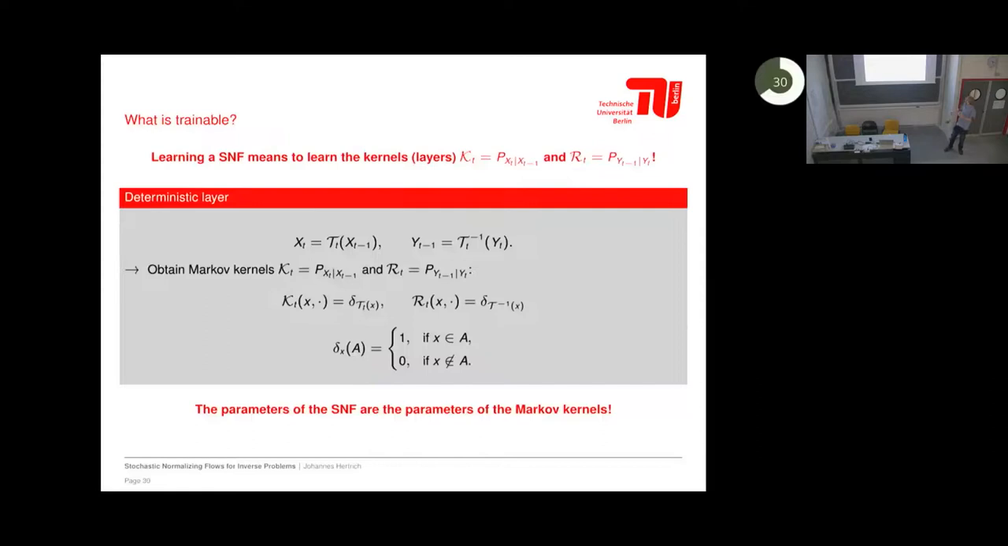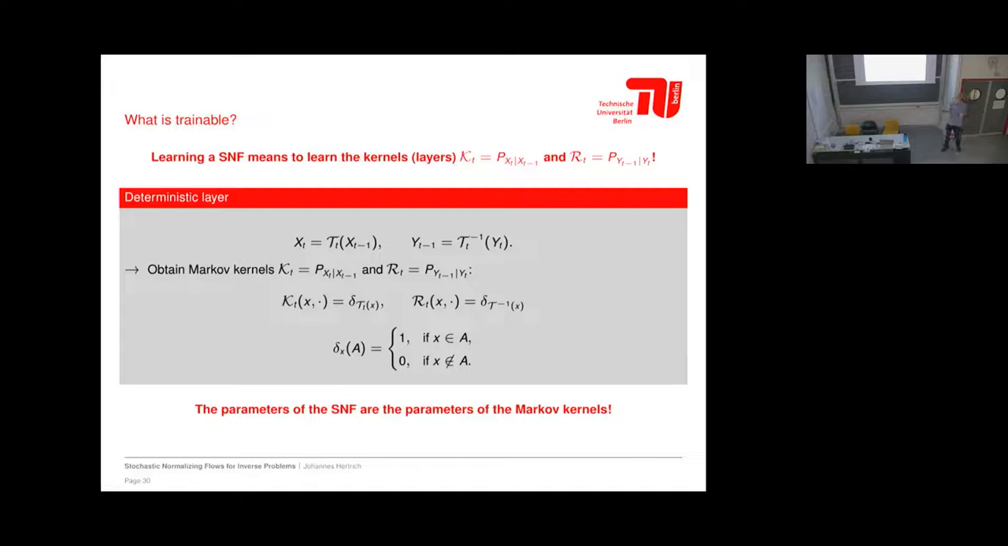And okay, seeing this definition, one could wonder what is even trainable in this Markov chain. What is trainable are these kernels, how we come from x_{t-1} to x_t. We have seen in the case of normalizing flows that they were given by an invertible mapping which had some parameters. So the parameters are hidden in these Markov kernels, and we want to learn these Markov kernels. We have already seen one way to do it, namely by a normalizing flow. Okay, so there are also other ways to do this.